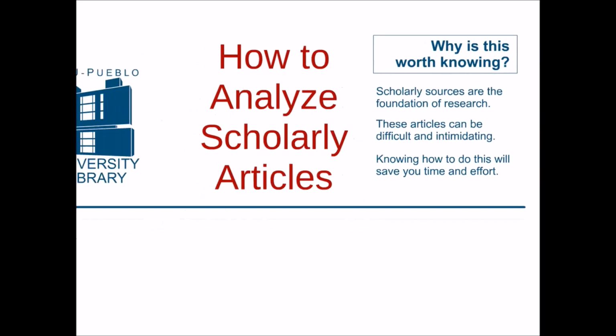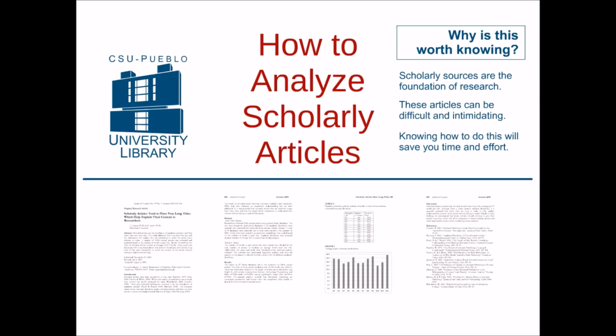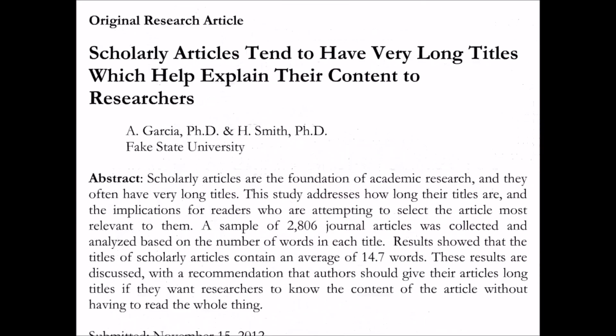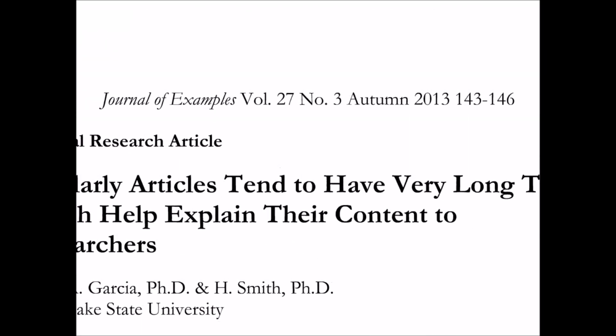The point of this class is to look at the different sections included in a scholarly article. Although this is just a generic example, a lot of these lessons apply to real articles that you'll be reading. First, you'll notice that scholarly articles tend to have very long and specific titles. This is so you know what the article's about without having to read it. Also, the first page should have the journal that published the article, as well as the volume number, issue number, date, and page numbers. Everything you need to cite this source should be included on the first page.